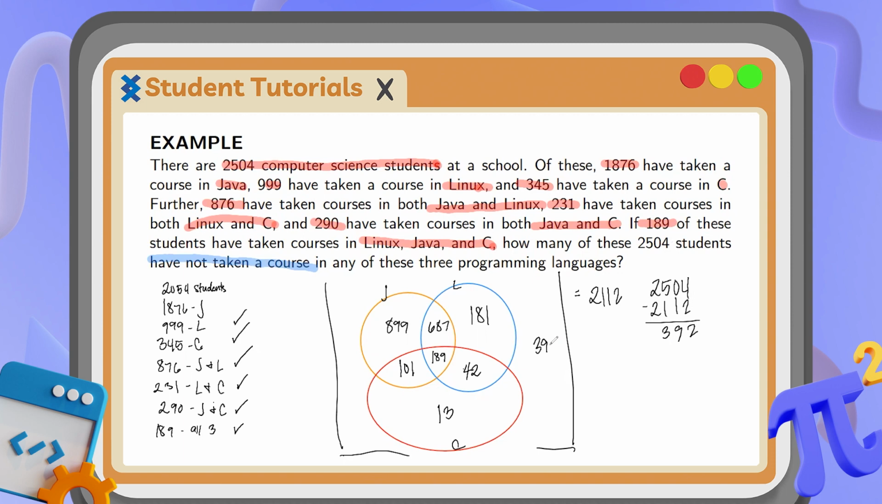which would result in 392 students. So if we say that the universal set is the school, those students that have not taken any of the three would be placed outside the union of the three sets, but still part of the universal set of computer science students at a school. So the answer would be 392 students.